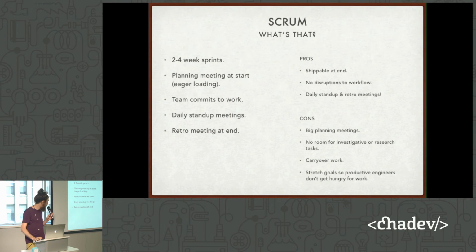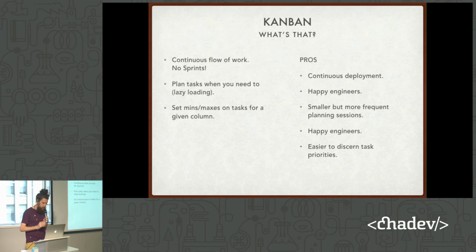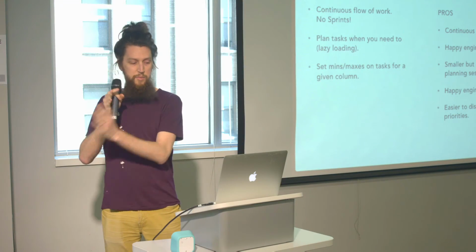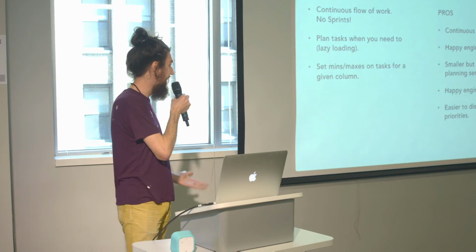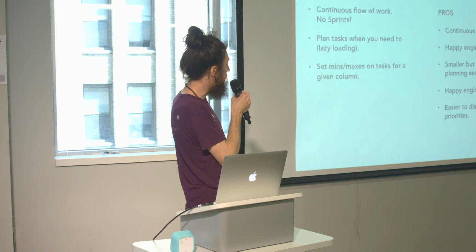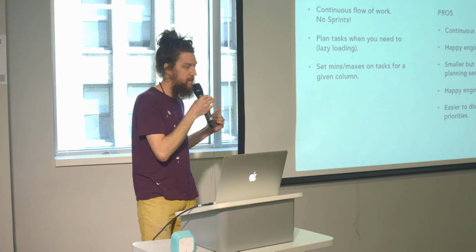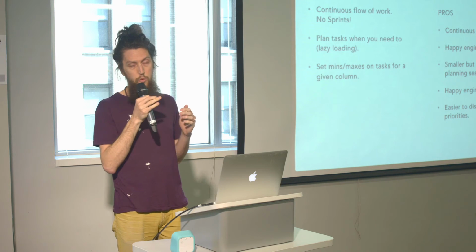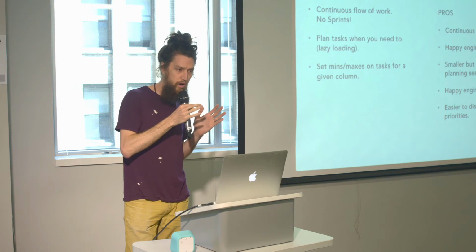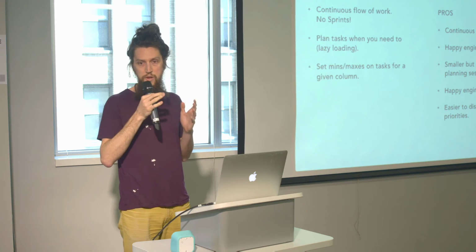So introducing Kanban. Kanban, as opposed to Scrum, is a continuous workflow. Work progresses from the backlog to your pipeline to being done. You plan tasks when you need to. Kanban also advocates setting mins and maxes on your columns. This is a way to limit how much work you have in progress and also make sure that you always have work to do.